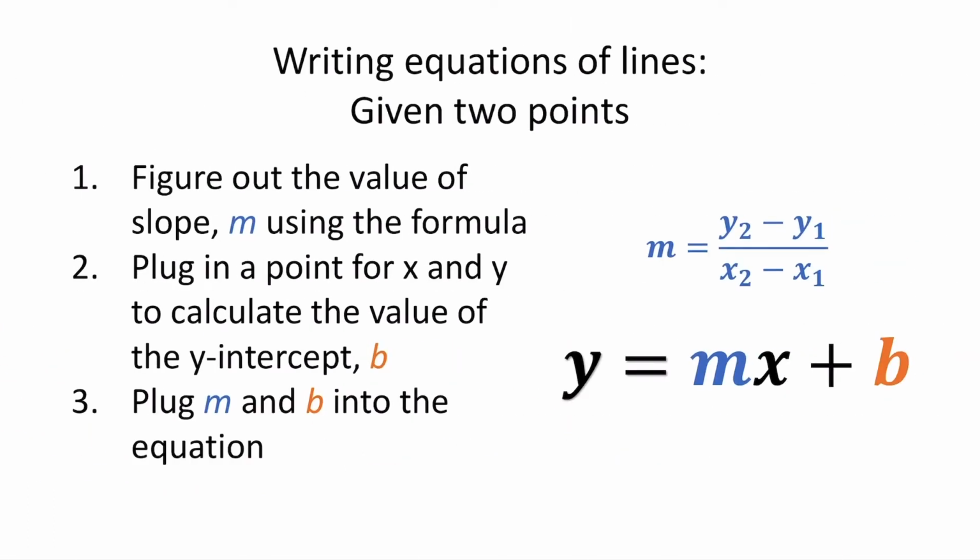We can also write equations of lines if we're given two points that are on the line. In this case, we won't have the value of m, so we need to figure it out using this equation, (y2 minus y1) over (x2 minus x1). Then we're going to pick one of the points, and plug in the coordinates of that point for x and y to calculate the value of the y-intercept, which is b. Then we can plug m and b back into the equation to write the equation of our line.